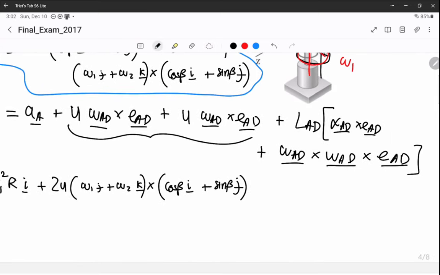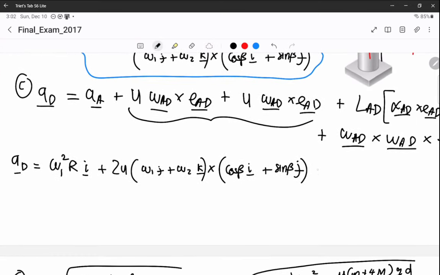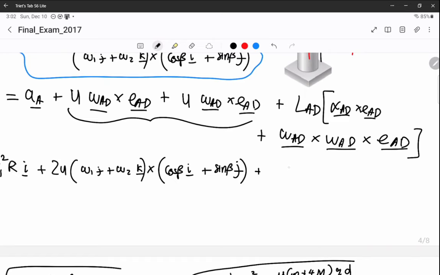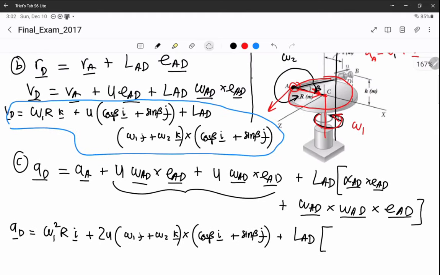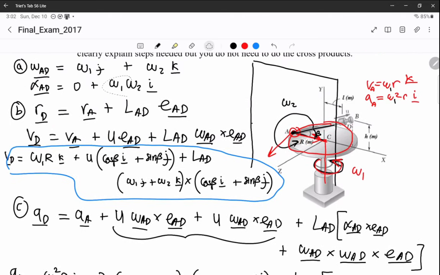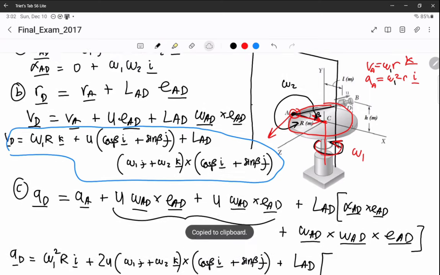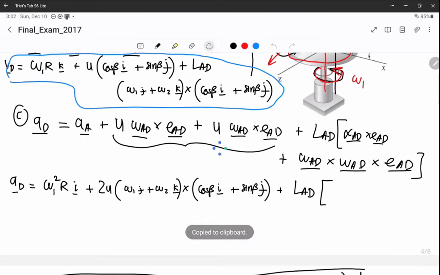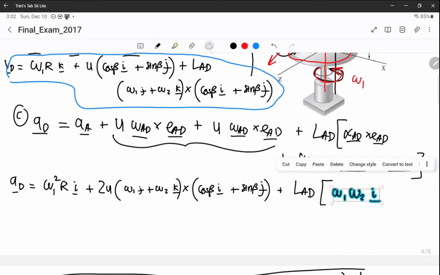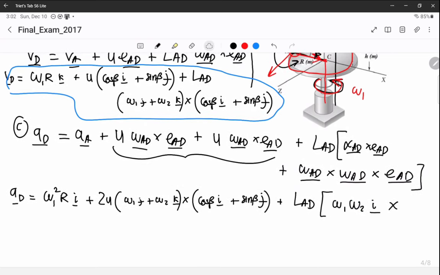Right. And then plus, no, LAD, and then alpha AD, which we also calculated above. And we cross with EAD. So EAD is this one right here.